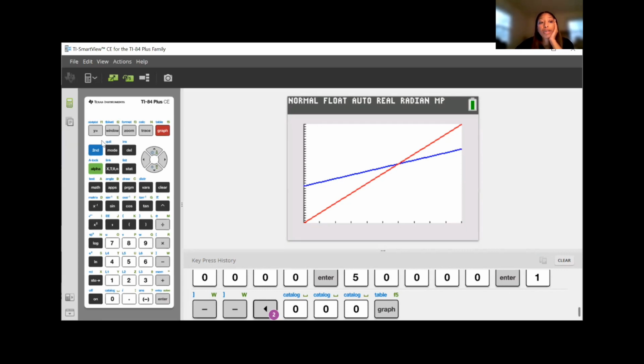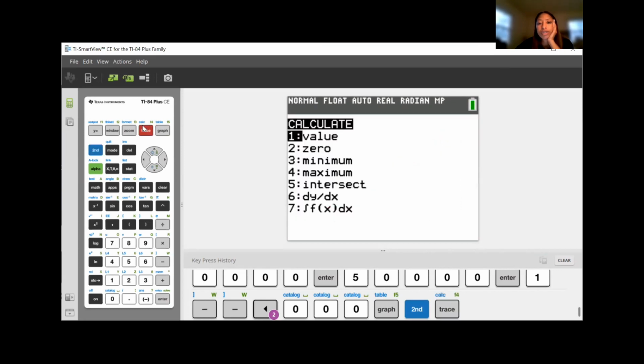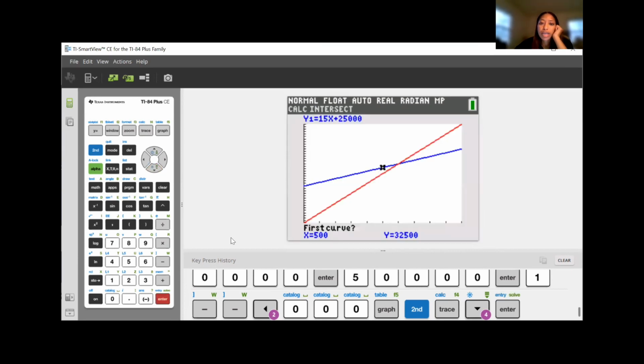Follow these steps. You want to press second, and then the trace button. This will get you to the calculate feature. Under calculate, you have lots of different options. We want to find the intersect. That's where the two lines cross. So find the intersect, click enter. And then the calculator is going to require you to hit enter 3 times, once on each line, and then once more for it to give you the answer.